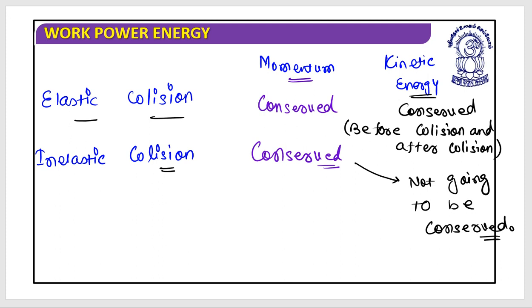So when they ask, is kinetic energy conserved in elastic collision, then we can specifically say that yes, kinetic energy is going to be conserved. But when we say that kinetic energy is going to be conserved, we mean before collision and after collision. If they want specifically at the time of collision, then kinetic energy is not going to be conserved. I hope this is clear. Is it clear? Now any confusion? Is there anything? No? Great.